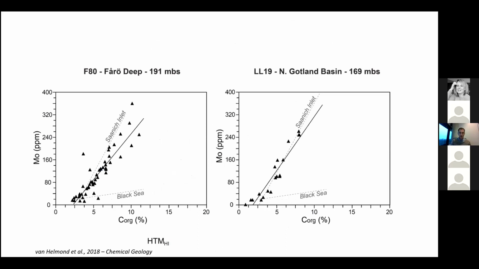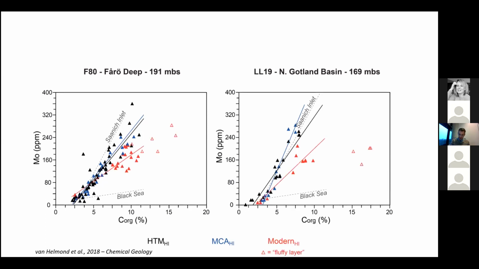So we have separated the different intervals. The first, oldest hypoxic interval, the Holocene thermal maximum interval, and we see that when we plot this regression line, it's close to the least restricted basin, the Saanich Inlet, and that's the case for both basins. When we go to the medieval climate anomaly hypoxic interval, we see it's not so much different. It's again around the same regression line, close to the Saanich Inlet, the end member for the least restricted basin. But then very interestingly, when we plot the modern hypoxic interval, we see that this line becomes less steep.